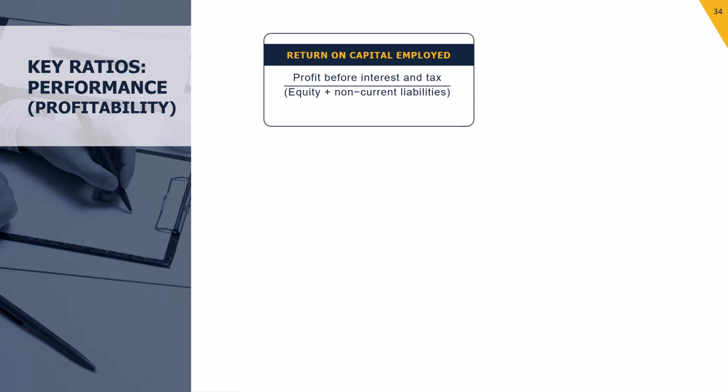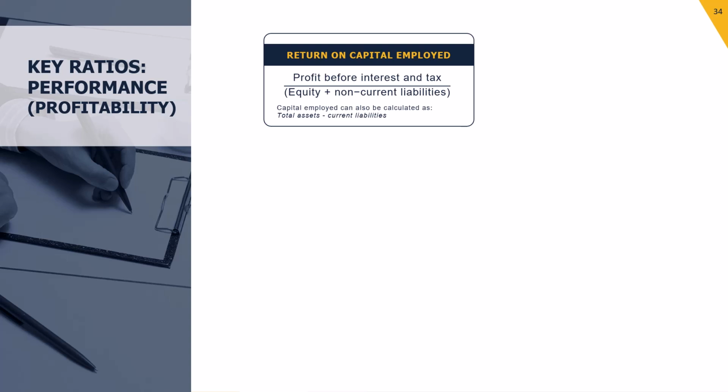So this is calculated by taking your profit before interest and tax and dividing that by your capital employed. Now, capital employed can be calculated in a number of different ways, all of which will lead you to the same figure. So you can either calculate it by taking your equity and your non-current liabilities, or you will get exactly the same figure by taking your total assets minus your current liabilities.